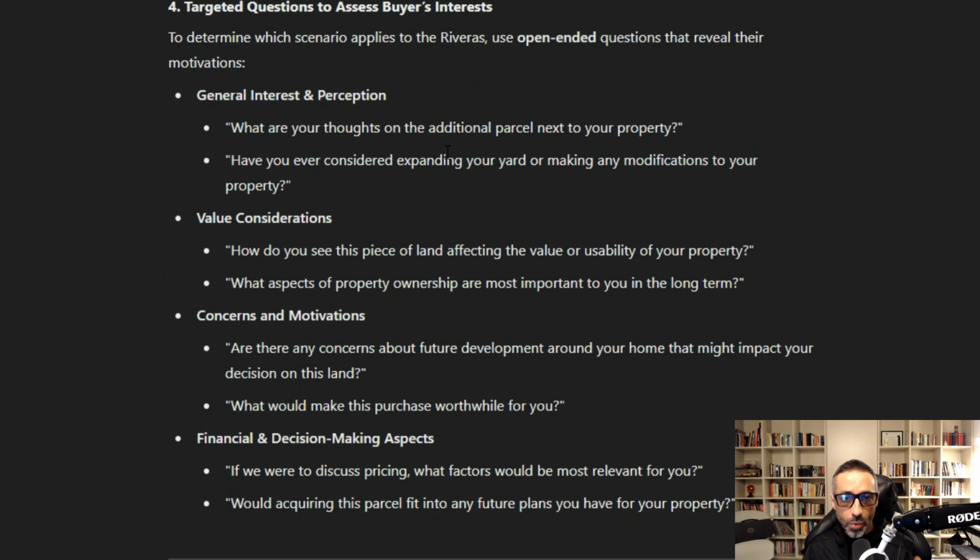Now, which are targeted questions to assess buyer's interests? What are your thoughts on the additional parcel next to your property? Have you ever considered expanding your yard or making any modification to your property? How do you see this piece of land affecting value or usability of your property? What aspects of property ownership are most important to you in the long term? To dig into concerns and motivations, are there any concerns about the future development around your home that might impact your decisions on this land?